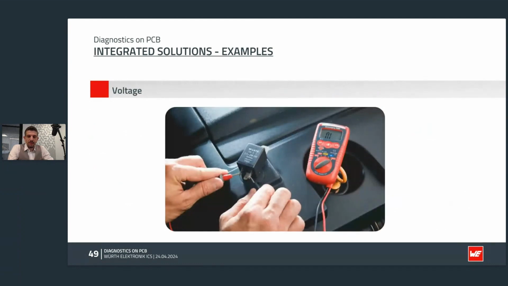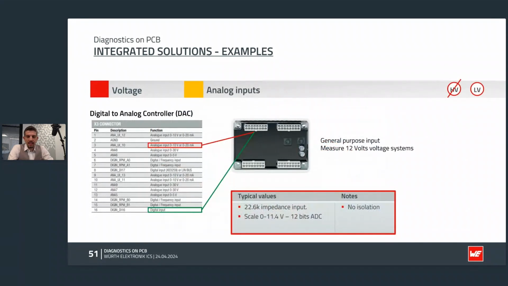Let's head to the last type of parameter to be read. We have already discussed it with the processing of the current sensor, but voltage measurement is as well a good indicator of the health of your system. If we take our pluggable module, the 64PV2, presented here on the picture, this module offers a wide spread of analog or digital inputs, which can be used to read different signals in the vehicle.